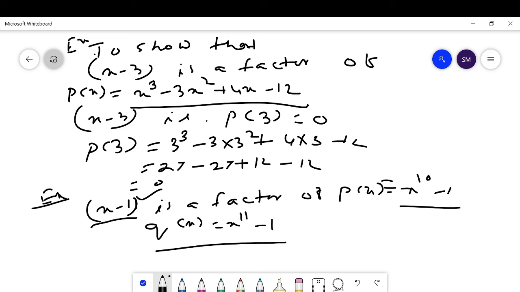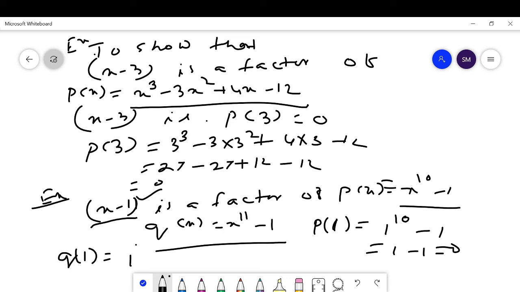Then what is the value of p(1)? Find out. Then p(1) is equal to 1 to the power 10 minus 1. What is 1 to the power 10? 1. 1 minus 1 equal to 0. We get p(1) equal to 0. This means x minus 1 is a factor of p(x). Then you find out what is q(1). q(1) is 1 to the power 11 minus 1. This is 1 minus 1 equal to 0. You find q(1) equal to 0.